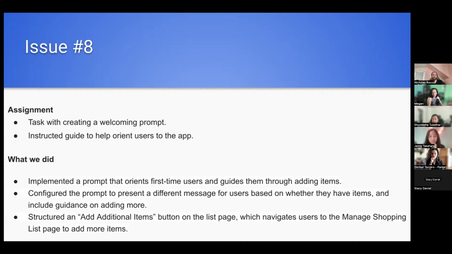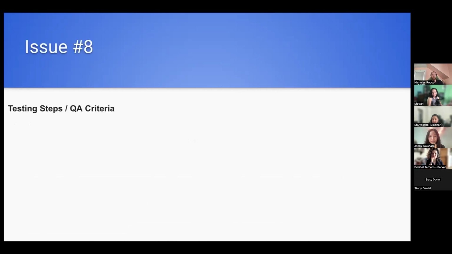We did change that this morning, but we did structure an add additional items button on the list page, which navigates users to the manage shopping list page where they're able to add more items through that list. And Nick is going to show you the demo.